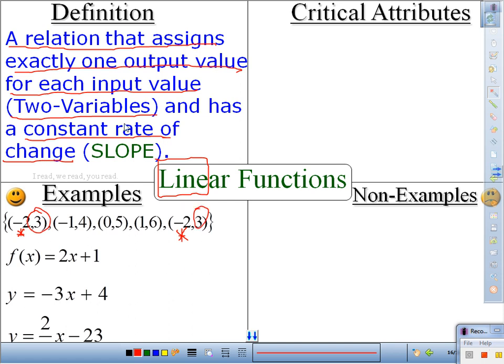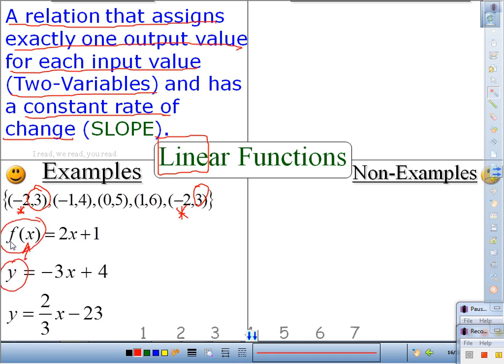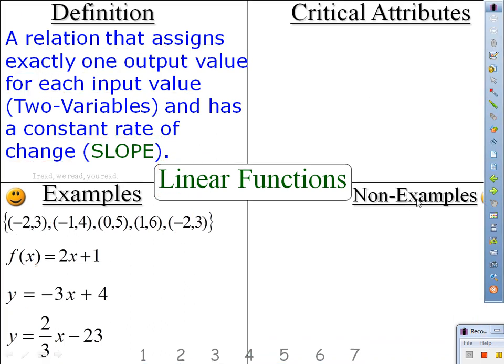Next, it says it has to be in two variables. So let's look at the equations given. This one is y equals 2/3 x minus 23. Okay, do you see two variables? Yes. How about this one? Yes. How about this one? You're like, well, yeah, because last week I said that instead of y, what do we sometimes substitute? F of x to indicate that it is a function. Does that make sense? All right, so now that we covered what they are, let me show you what they are not.